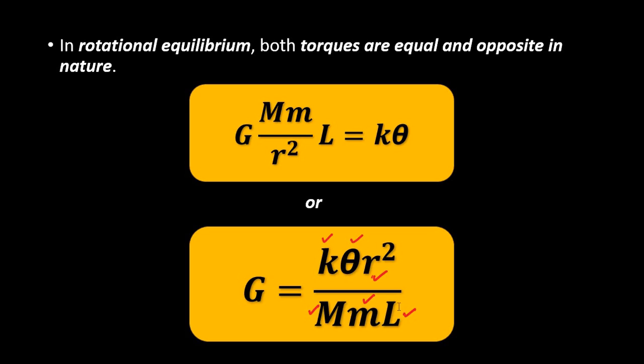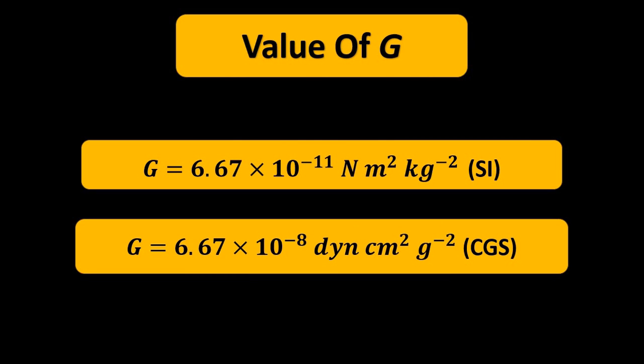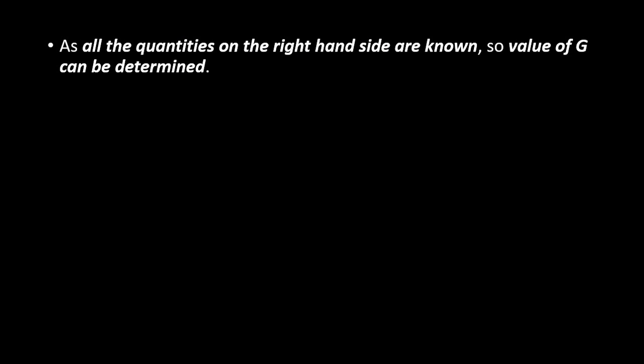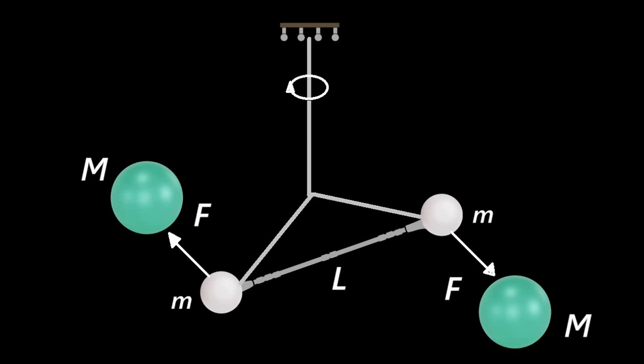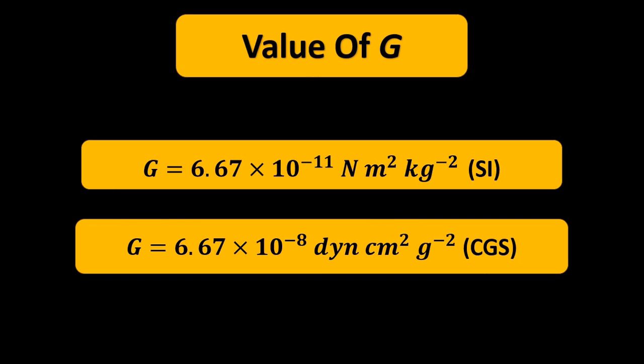Only theta is calculated, then by using these known values we get the value of capital G, which is the universal gravitational constant. So all the quantities on the right hand side are known, so we get the value of capital G. So this is the experimental setup for determination of the value of the universal gravitational constant. So this is the thing.